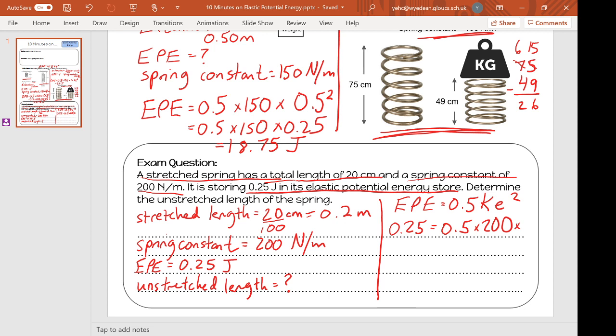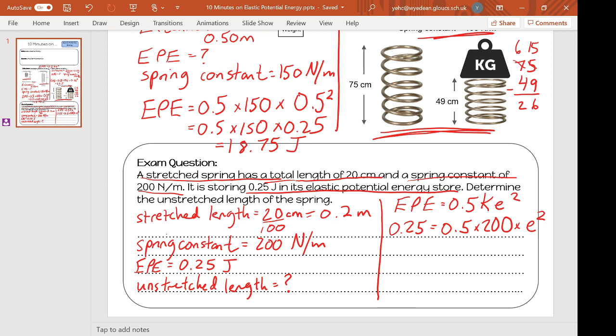Now this is where a lot of students make the mistake, in that they would just chuck in the stretched length into the formula, but remember, E is the extension or the compression. It's not the new total length. So I don't actually know what my extension is, so I'm going to leave it as E. Then remember, in any sort of FIFO bit, we've done the formula, we've inserted the values, we already got a mark for that.